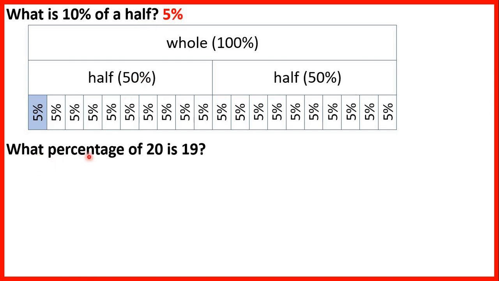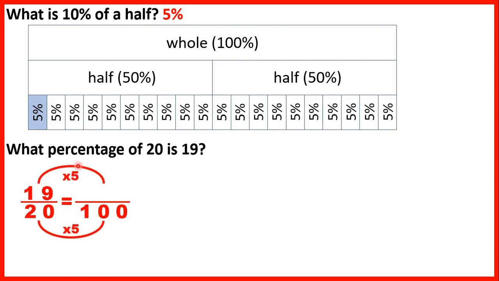Now, what percentage of 20 is 19? So as a fraction, we can write 19 out of 20 as 19 over 20, but a percentage is a fraction with a denominator of 100. So we can find an equivalent fraction. 20 times 5 is 100 and 19 times 5 is 95. So that's 95%. If you get 19 out of 20 in a test, you've got 95%.